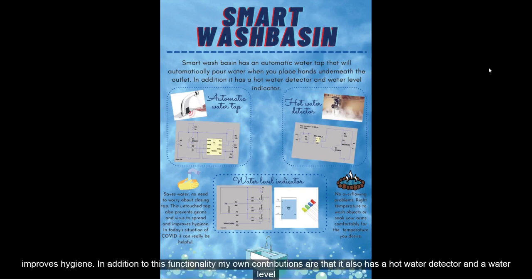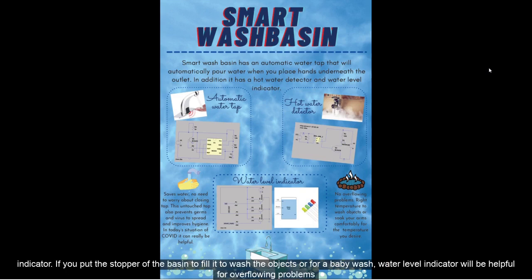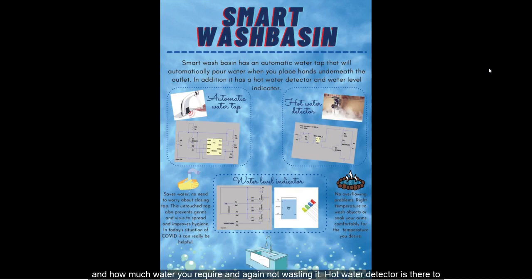In addition to this functionality, my own contributions are that it also has a hot water detector and a water level indicator. If you put the stopper of the basin to fill it to wash objects or for a baby wash, the water level indicator will be helpful for overflowing problems and for knowing how much water you require, and again not wasting it. The hot water detector is there to ensure that your water is at the right temperature so you can wash objects or soak your arms comfortably at the temperature of the water you desire.